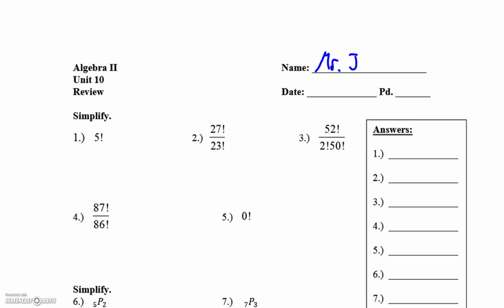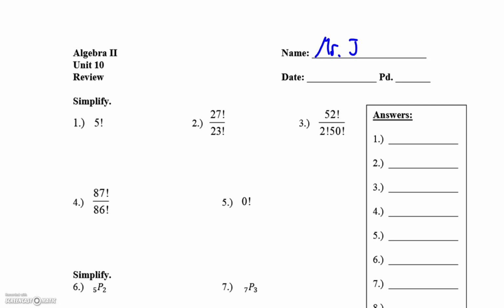If we look at the first one, this whole factorial thing, if you see the 5 with the exclamation point, remember that's our factorial symbol, which means we just do 5 times 4 times 3 times 2 times 1, and we plug that into our calculators and we get 120.